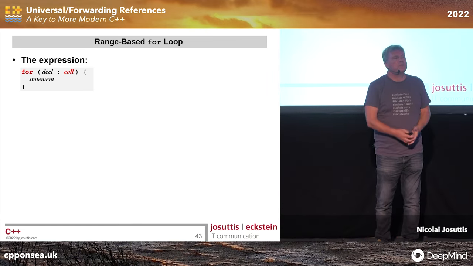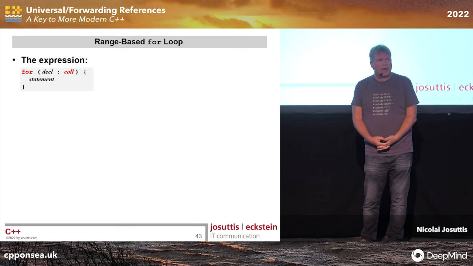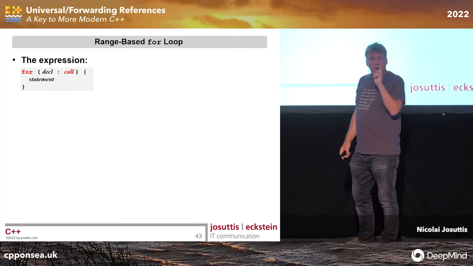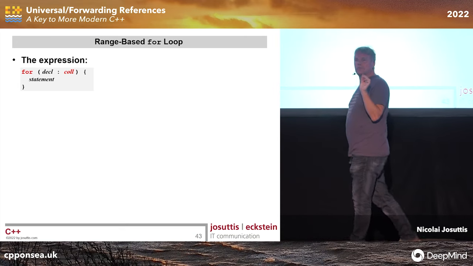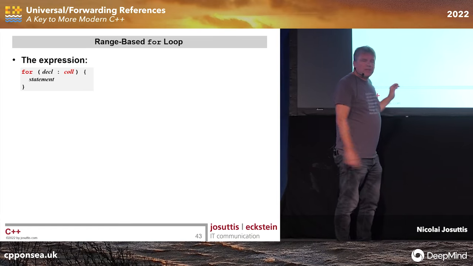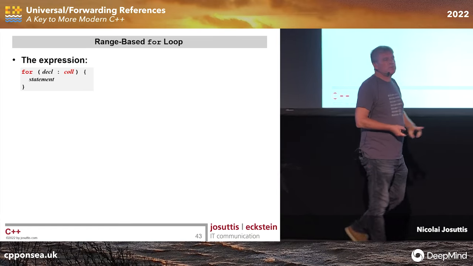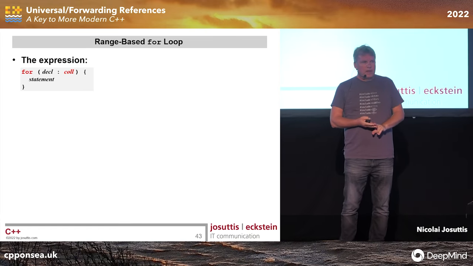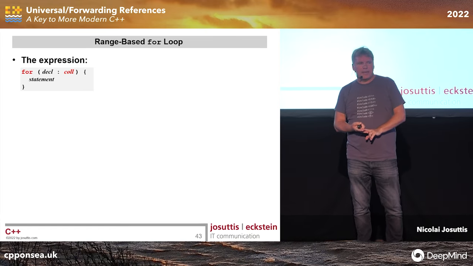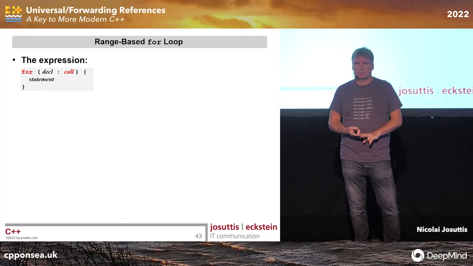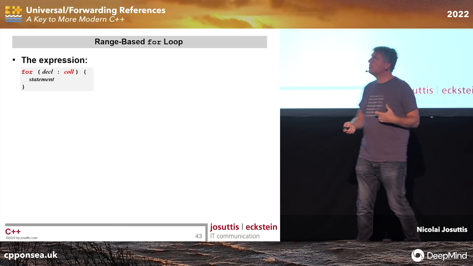How is the range-based for loop implemented and how do I call it? Two things. Both need universal references. And that, by the way, was introduced in C++11. So that was the first proof that forwarding references is a bad name, because here we don't need forward, but we still need universal references. So I tell you what we have.